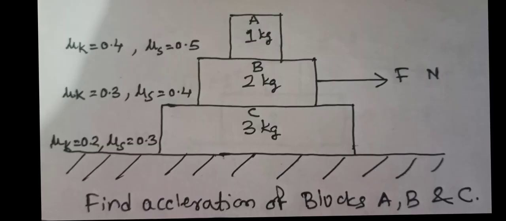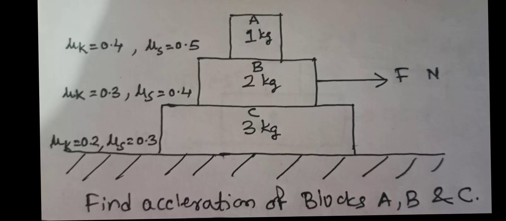Hello students. In this second video in the three block friction problem series, we will start solving the problem with F equal to 5 Newton. In this problem, as we have seen earlier, there are three blocks A, B, C of 1 kg, 2 kg and 3 kg each. They are arranged on top of each other.